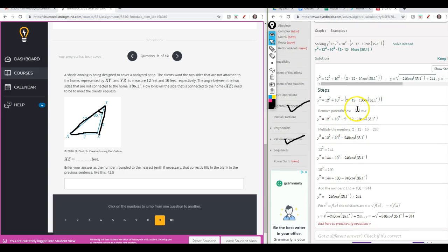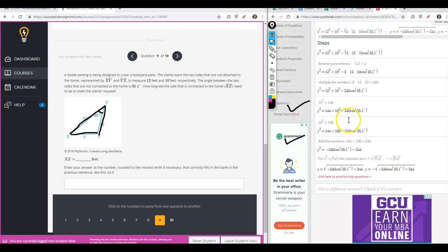So it says to remove the parentheses, and then we multiply the numbers 2 times 12 times 10, which gives us 240. So that's how they went from 2 times 12 times 10 to minus 240 times cosine. Then 12 squared is equal to 144. So that's how they went from 12 squared to 144. 10 squared is equal to 100. So that's how they changed from 10 squared right here to 100.